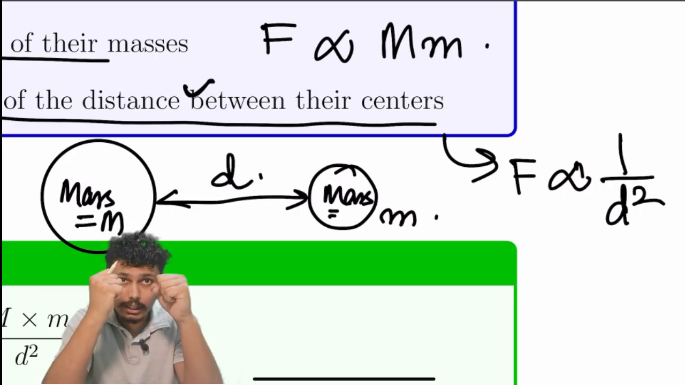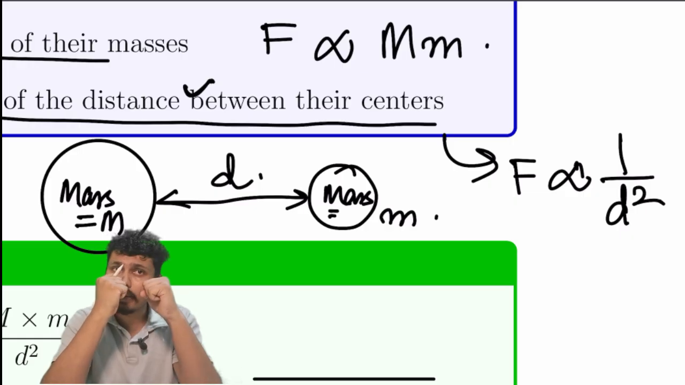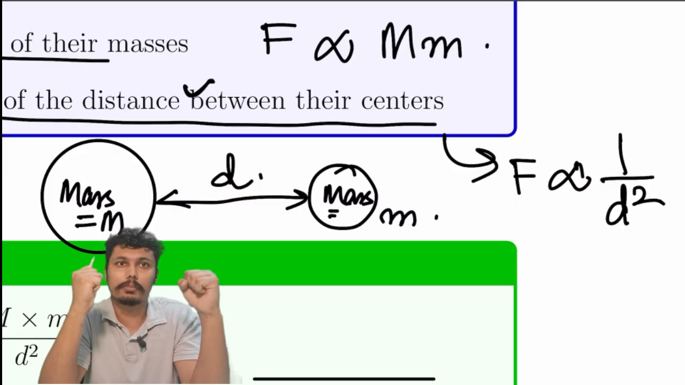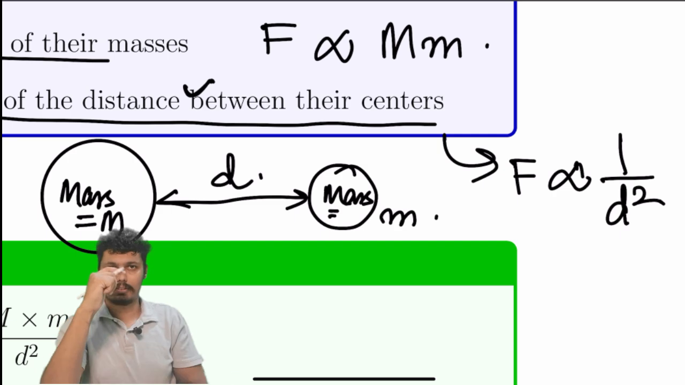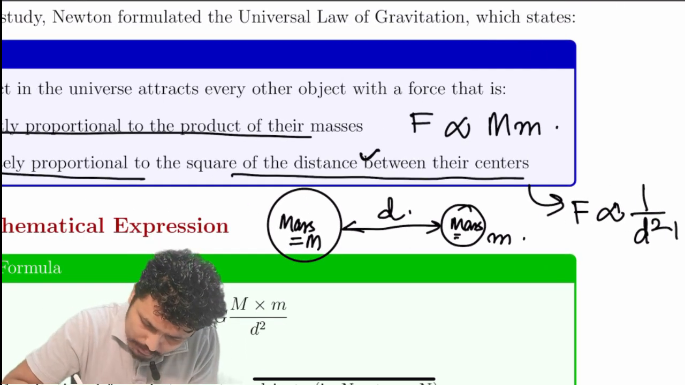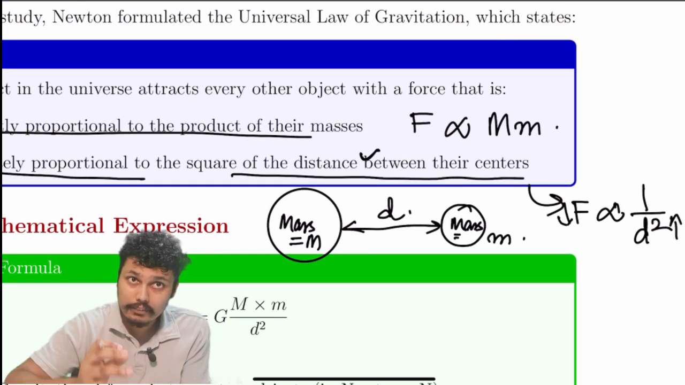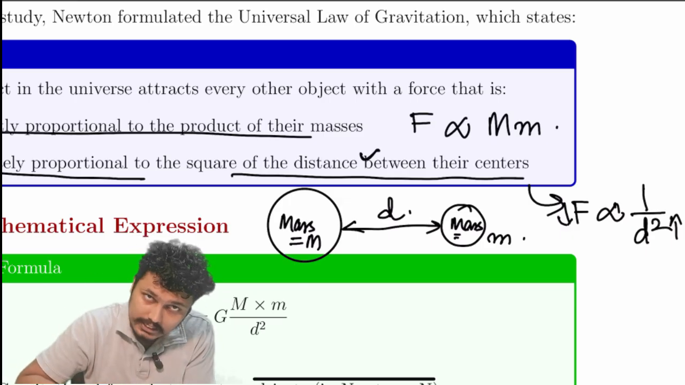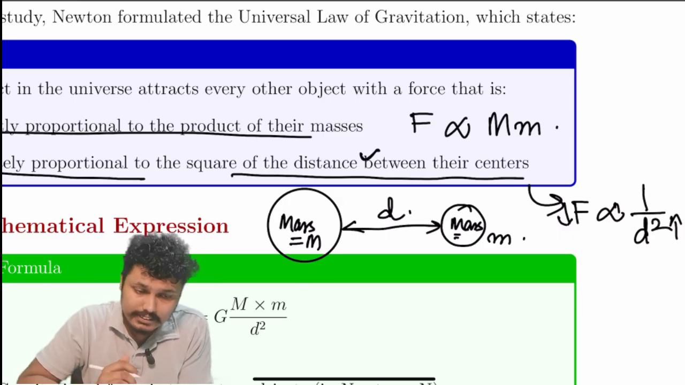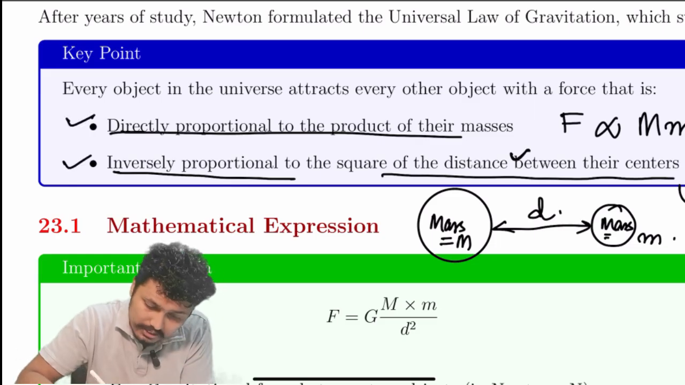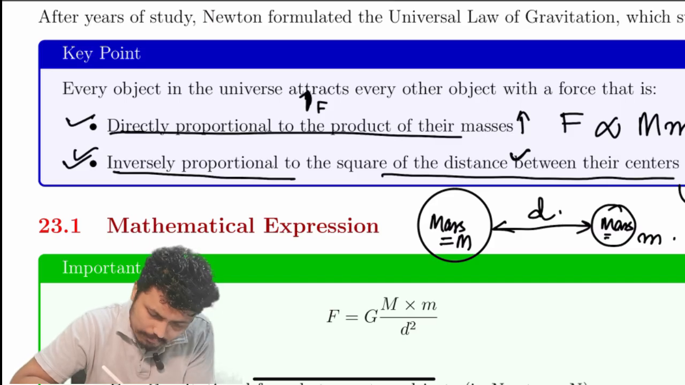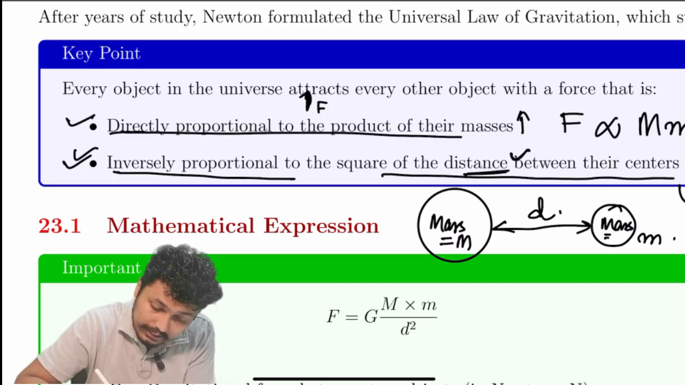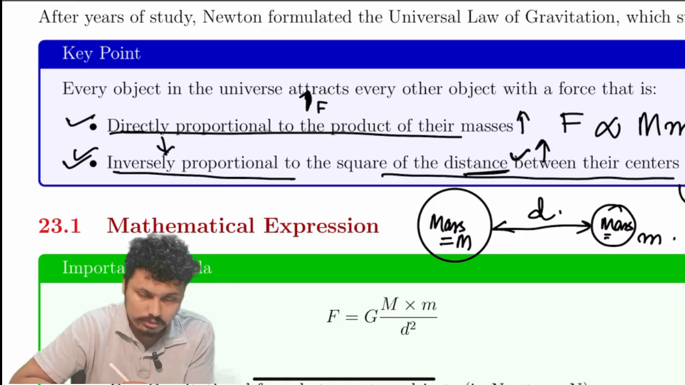What does it mean? If the distance between these two is more, there will be less force. Mass is more, force is more. Distance is more, less force. Force will reduce. If there is more distance between these two, the longer the distance, the farther the distance, the force will be less. That is the meaning of inversely. Directly means more mass, more force, and inversely means inversely to distance, meaning more distance, less force.